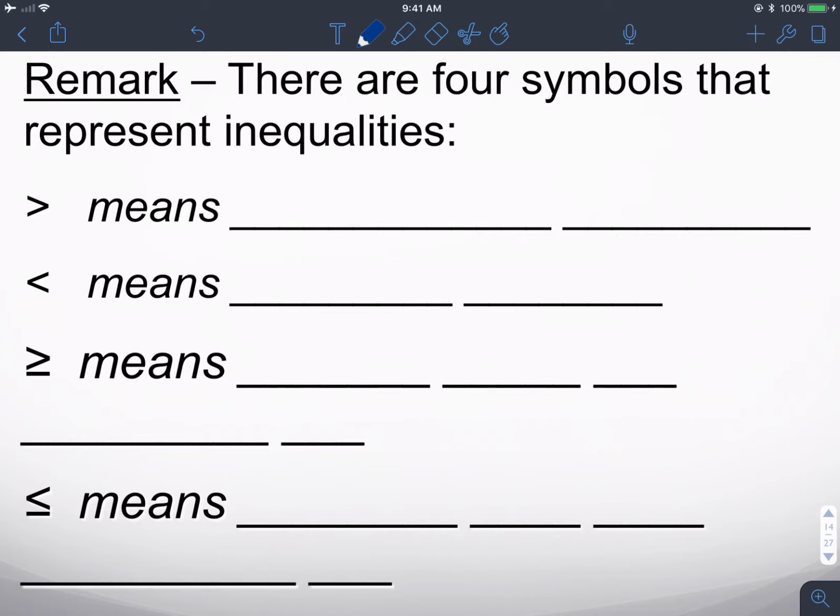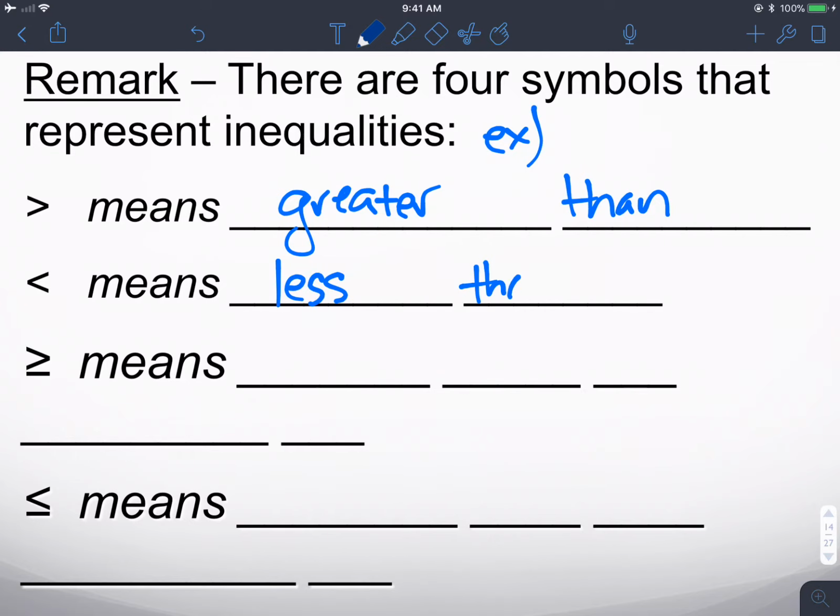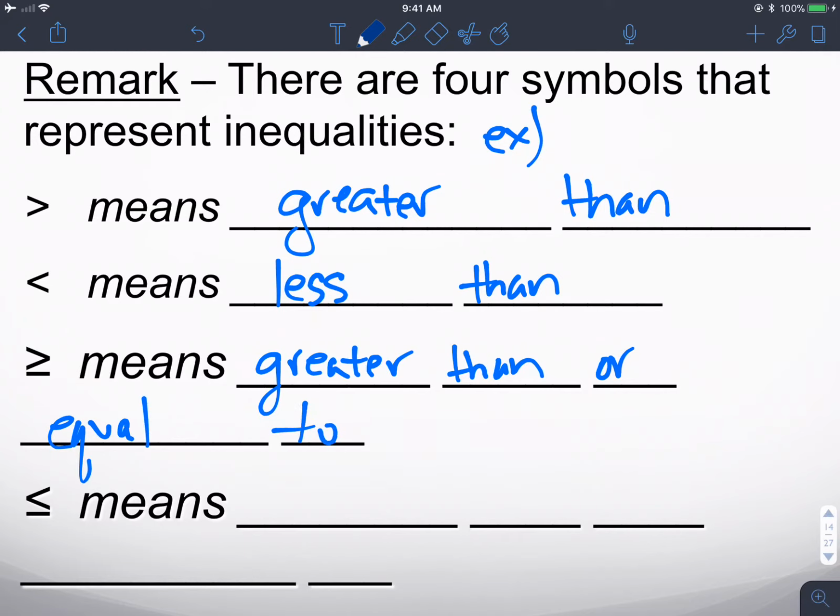Okay, now we have our 4 inequality symbols. Greater than. Less than. Greater than or equal to. Less than or equal to.